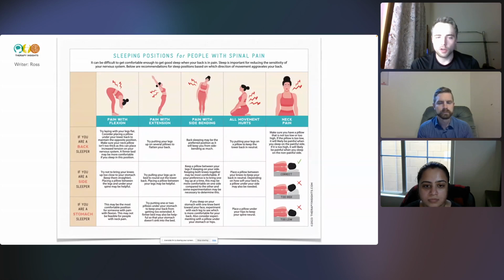And then for all movement hurts, it just gives you some recommendations for just trying to kind of keep the spine in more of a neutral position, and give some recommendations for that. And then there's also a piece there for if there's neck pain, talking about positioning with a pillow just to make sure that you're not side bending too far, towards the mattress if you have too flat of a pillow, or away from the mattress if it's too thick of a pillow.